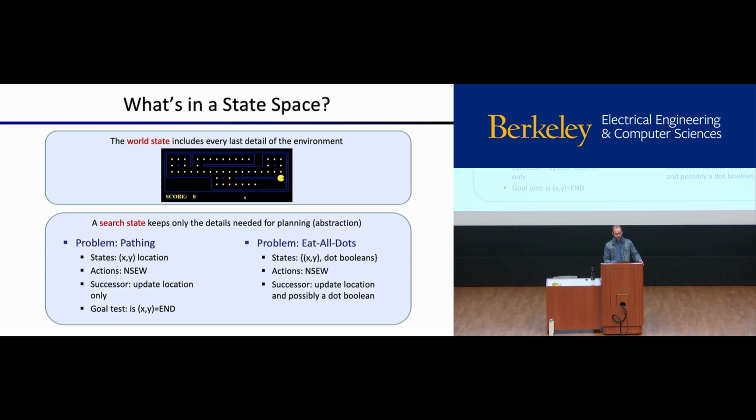Same actions as before. The successor function updates the location, but it also maybe updates the Boolean of dots, the signature for whether there's a dot in any given spot. And the goal test is you ask the question, okay, are all the dots false? Is there no dot in every spot?